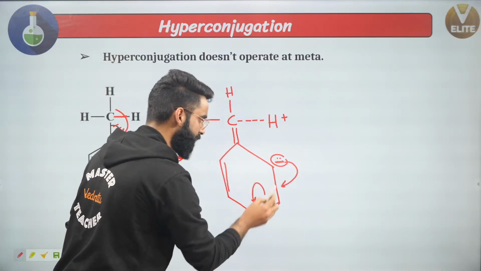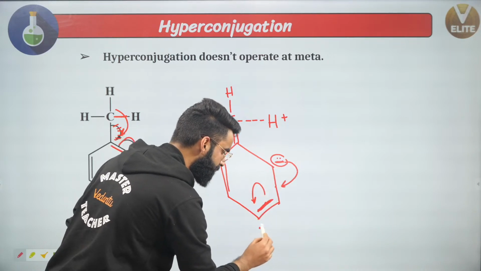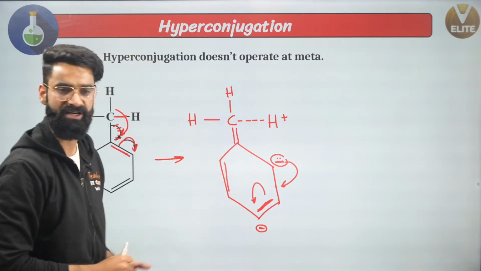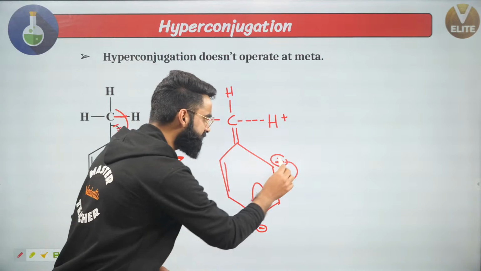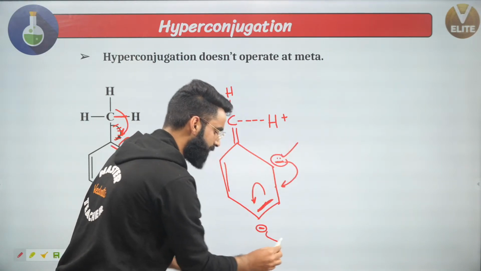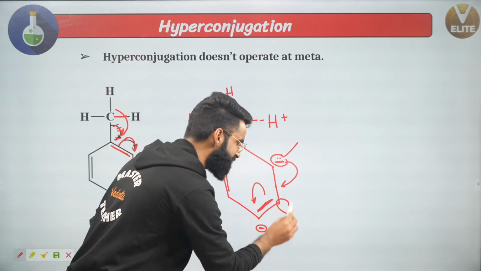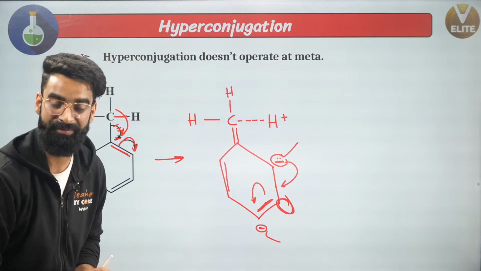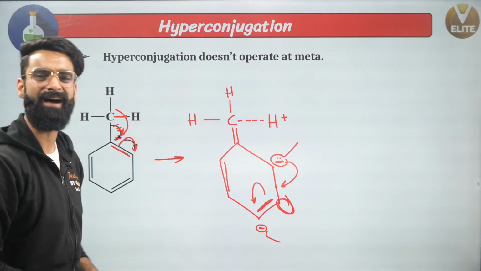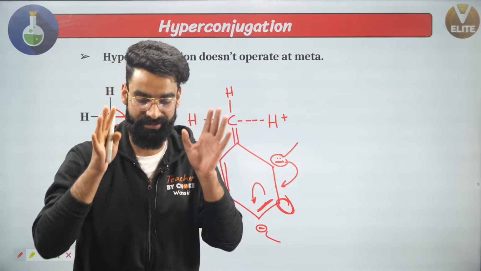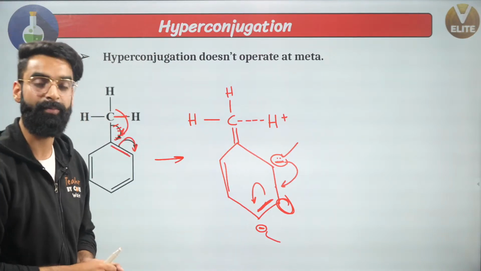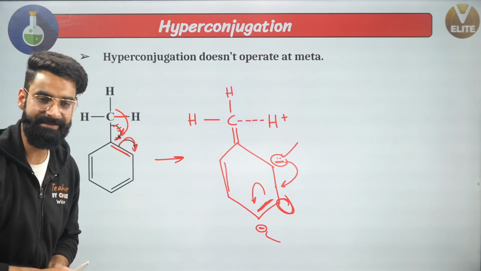Yes. And due to the resonance, this negative charge will come here. Yes. Due to the resonance, negative charge comes over here. So negative charge is either coming on ortho position or it's coming on para position. Is it coming on this meta position? No, it's not coming on the meta position. So I can simply say hyperconjugation does not operate at what? It does not operate at meta position. Yes.